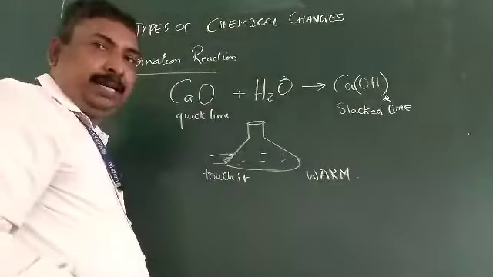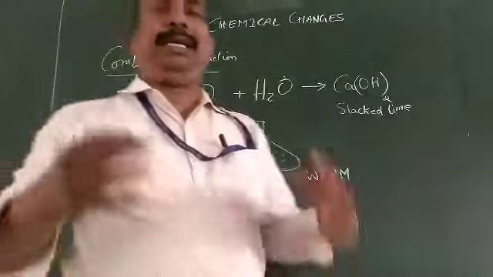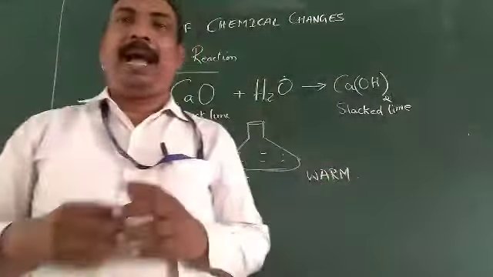Now see, how many reactants are there here? Calcium oxide is one reactant. Water is one reactant. So 2 reactants have combined. And how many products we got? 1 product. So when 2 or more reactants combine and give a single product, such reactions we will call chemical combination reactions.